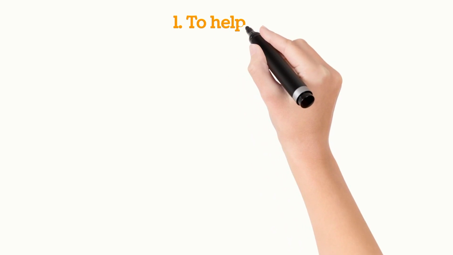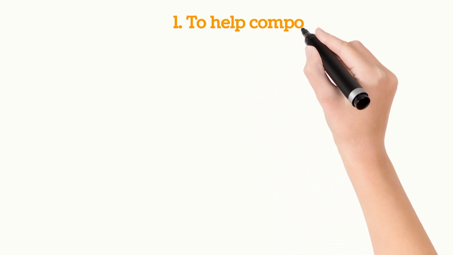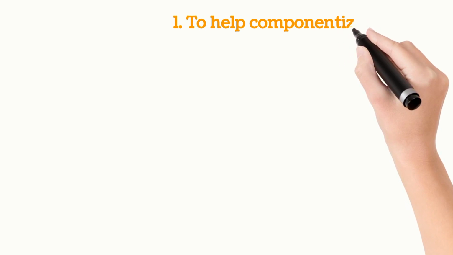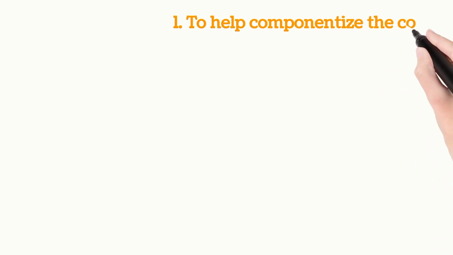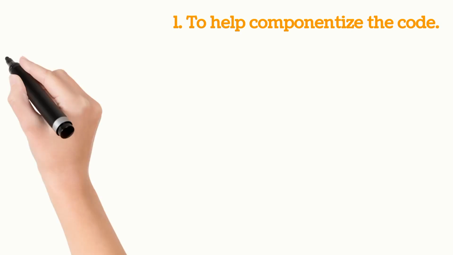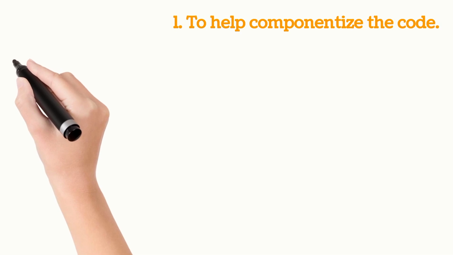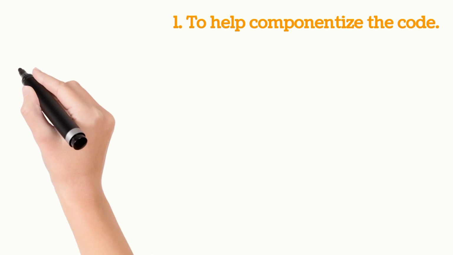So the first reason is to help componentize the code. While writing Java code, we should always think about developing components. Components like generic Lego blocks. You can take out one block and replace it with another block that has the same connector. So we can mix and match with the basic functionality. We can build bigger components out of it.